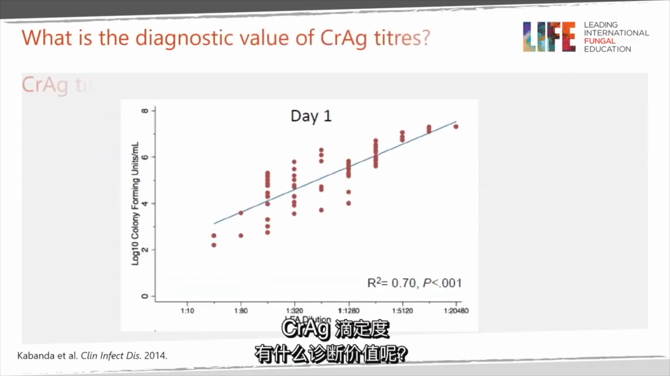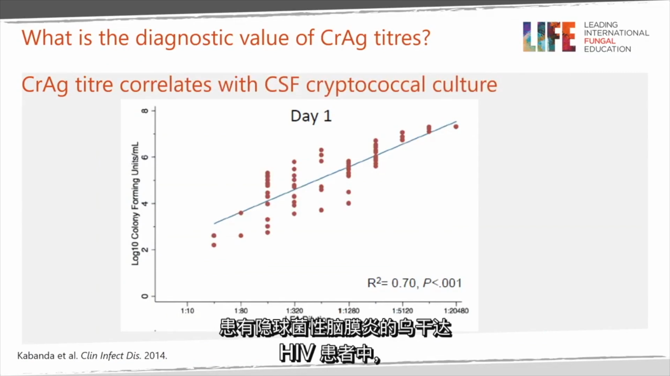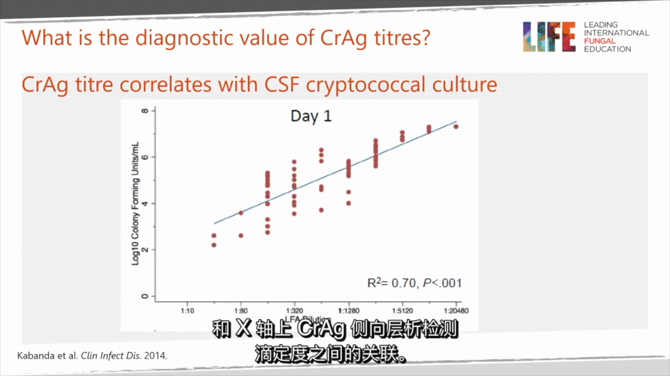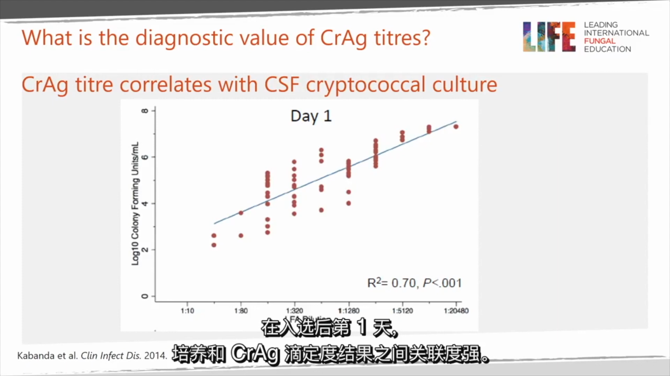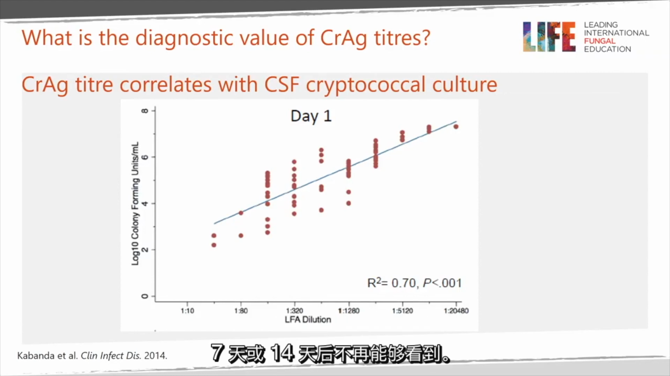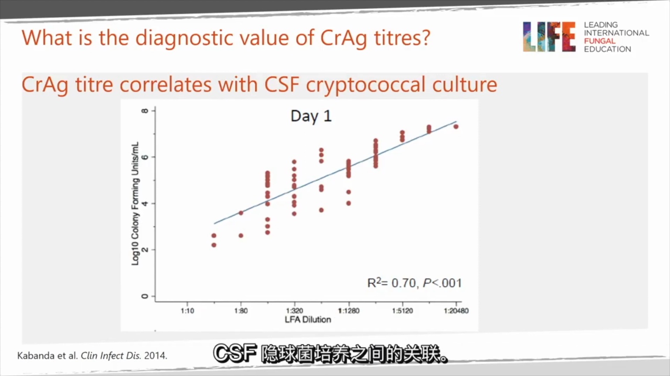What is the diagnostic value of CrAg titers? The graph on this slide depicts the correlation between CSF cryptococcal culture on the y-axis and CrAg lateral flow assay titers on the x-axis in HIV-infected persons in Uganda with cryptococcal meningitis. The culture and CrAg titers results correlate strongly on day 1 of enrollment. This value of titer to predict quantitative culture decreased over time and was no longer seen 7 or 14 days later. This figure highlights the strong correlation between CrAg titer and CSF cryptococcal culture.